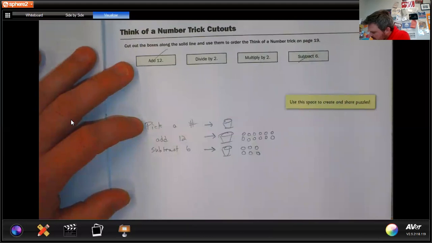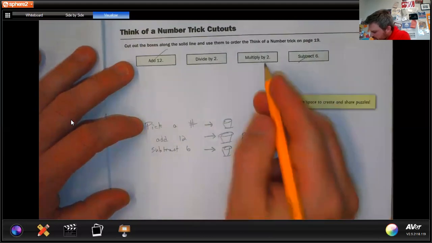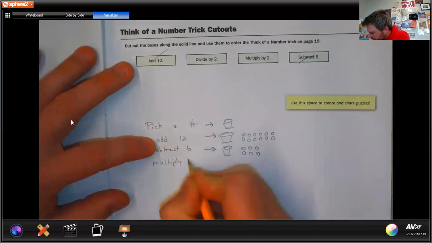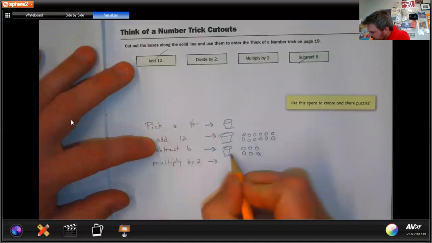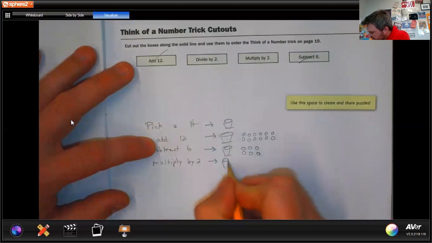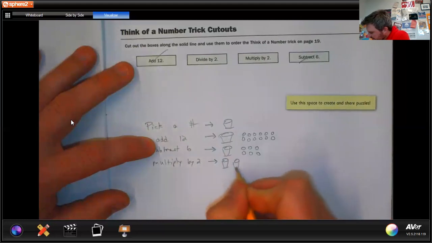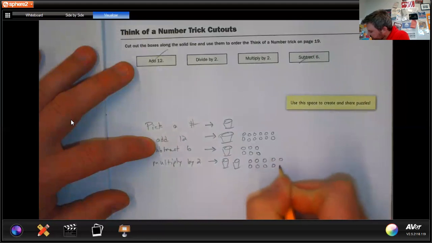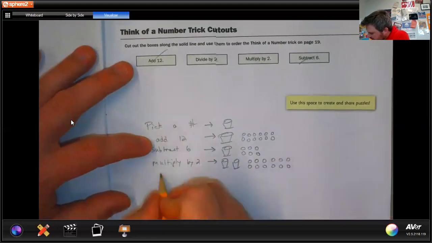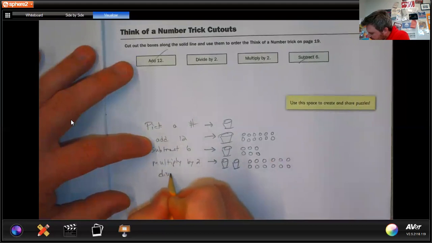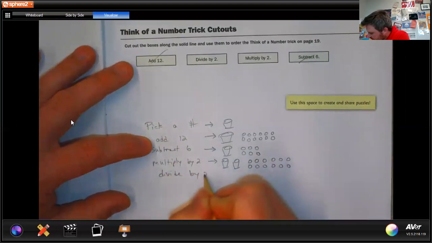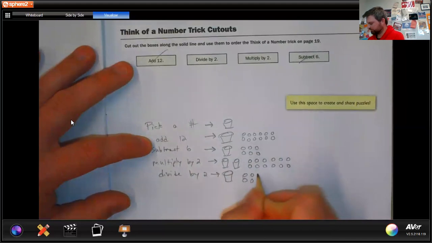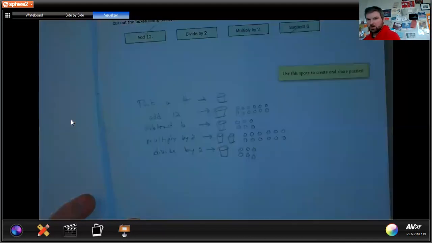Okay. I can't divide by 2 yet, so let's try multiply by 2. So then I've got 2 buckets, and back to 12 marbles. And then divide by 2. So I get a bucket and 6 marbles. And that's it. That's all I can do.